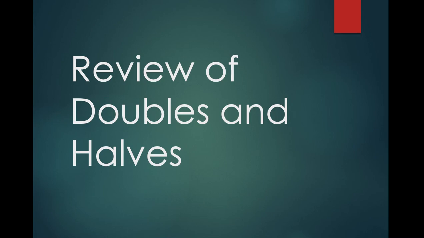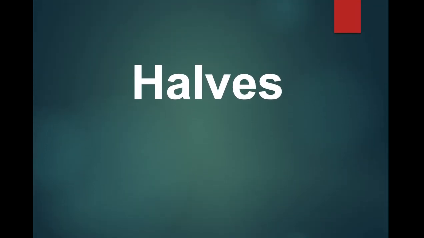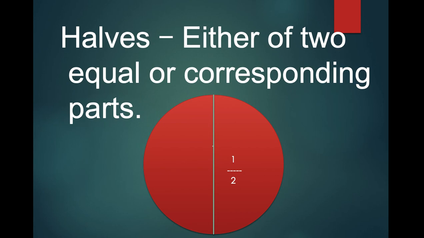Today we are going to review doubles and halves. Halves. What do you know by this term halves? Half means either of the two equal parts. This is one part and this is another part. So any one part, if you take, this is half of the circle. So half is either of two equal or corresponding parts.